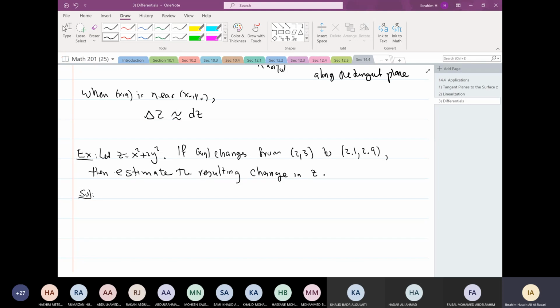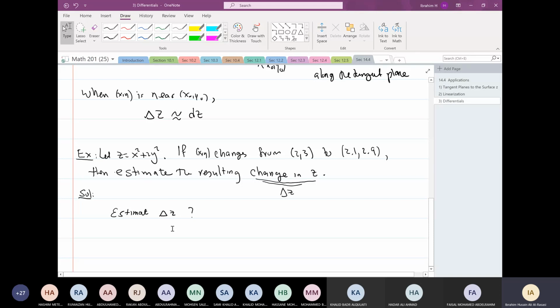Follow me carefully. Now estimate the resulting change in z. First question, change in z. What is the notation for change in z? Delta z. Change means delta. Now what is the question? Estimate the resulting change in z, which means estimate delta z.